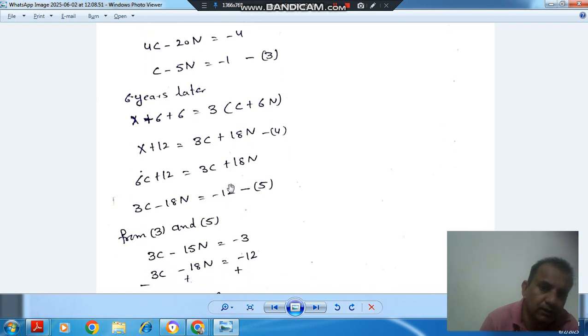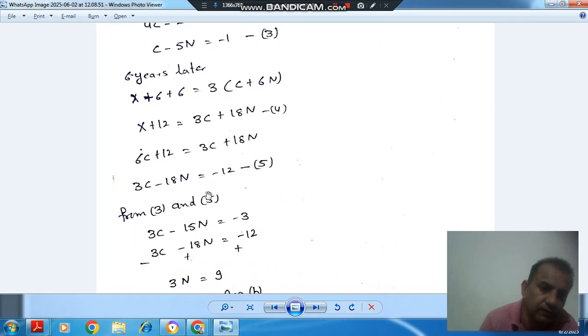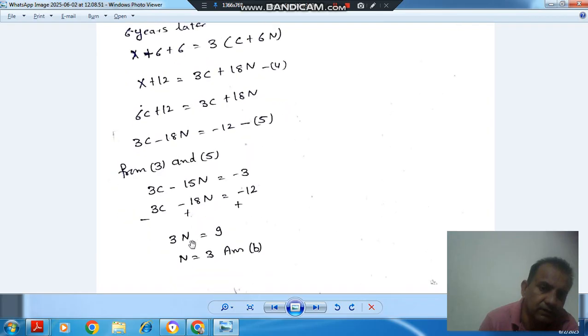So now from equations 3 and 5 we have equations in terms of c and n. We can solve for n by multiplying equation 3 by 3, it will be 3c minus 15n is equal to minus 3. So solving this, we have n is equal to 3. Answer is option B.